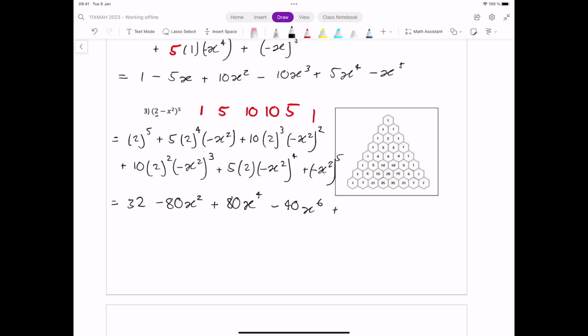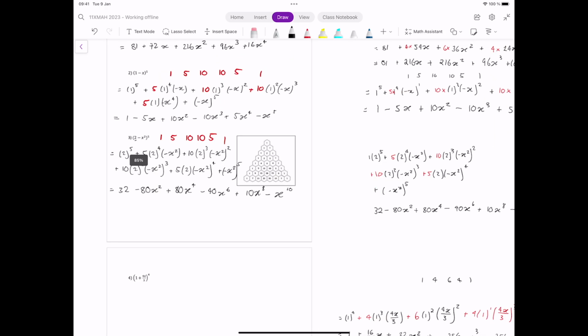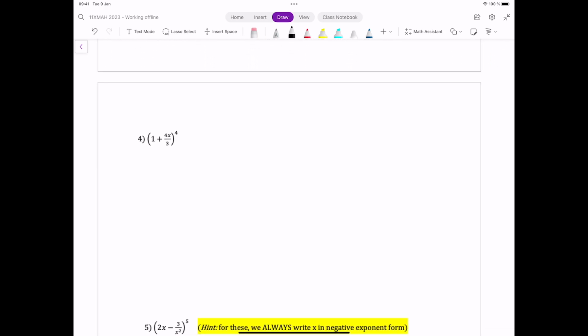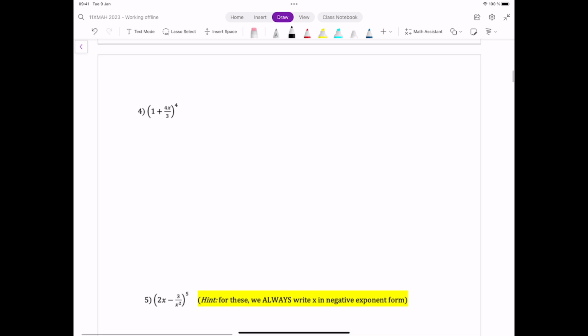Plus, because we've got an even power, 5 times 2 is 10, so 10x to the power of 8, minus, because we've got an odd power, x to the power of 2 times 5 is 10. Okay. Same idea here, the fraction's not going to upset us.